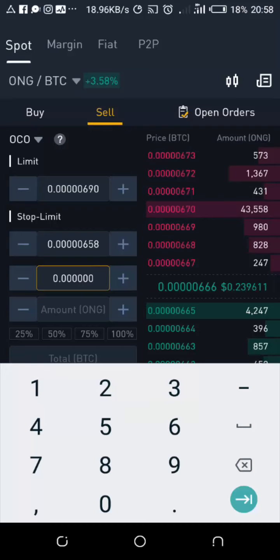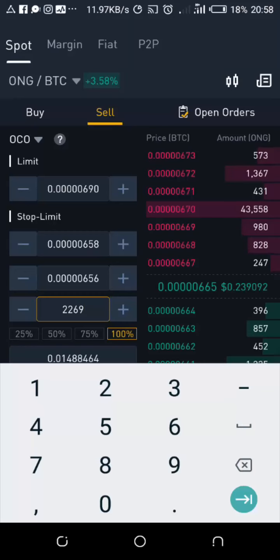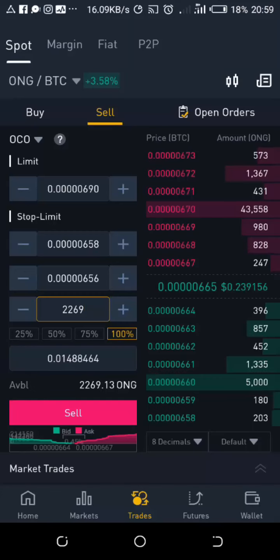So we say let it be sold at 656 SAT. Do you see? We have the difference of two SATs, 658 and 656. Then we sell it off 100%. So this is how to prevent further loss, and also how to take a profit when it goes high.